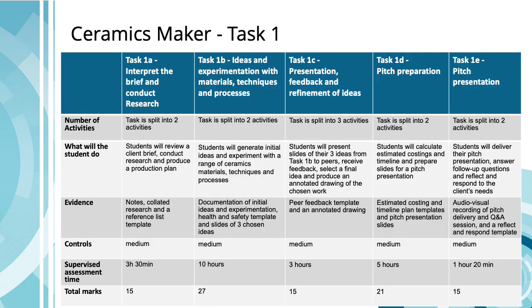Task 1B, Ideas and experimentation with materials, techniques and processes, is split into 2 activities completed over 10 hours for 27 marks. In this task, students will generate initial ideas and experiment with a range of ceramics materials, techniques and processes. Based on this, they will create slides of 3 ideas. Task 1C, presentation, feedback and refinement of ideas, is split into 3 activities completed over 3 hours for 15 marks. In this task, students will present slides of their 3 ideas from Task 1B to peers, receive feedback, select a final idea, and produce an annotated drawing of the chosen work.